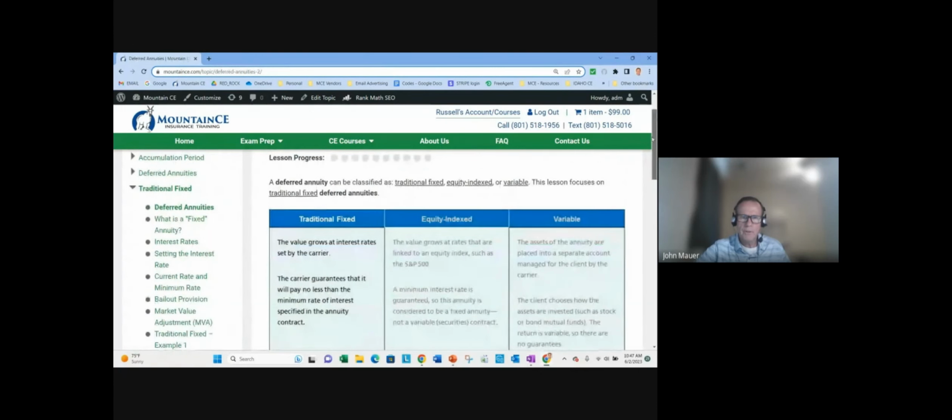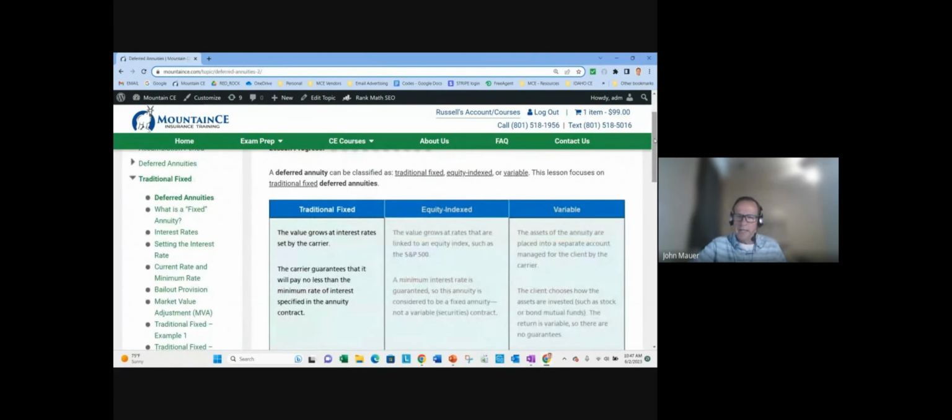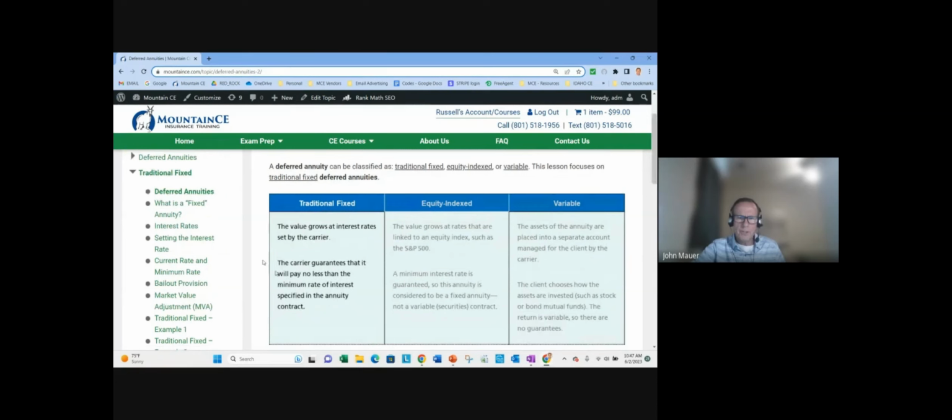And here we go. So a deferred annuity can be classified as either traditional fixed, equity indexed, or variable. So with traditional fixed, and remember the graph I showed you at the beginning of the class, about $500 billion are in traditional fixed annuities in the US. The value grows at interest rates set by the carrier. And the carrier guarantees that it will pay no less than the minimum rate of interest specified in the annuity contract. They could pay more, but they're not going to pay any less. So this is kind of like the safest bet, you could say. You're guaranteed to get a certain amount of interest based upon the contract.